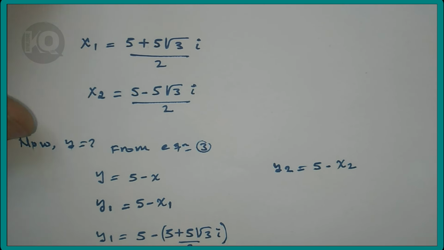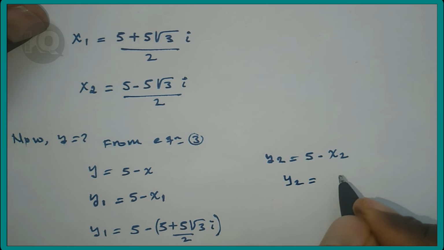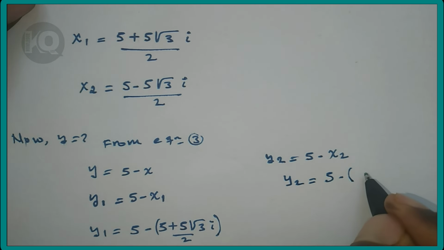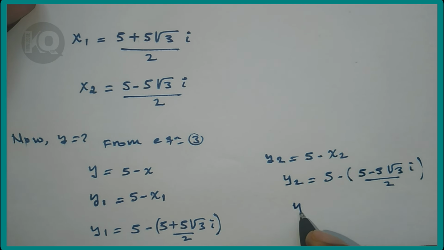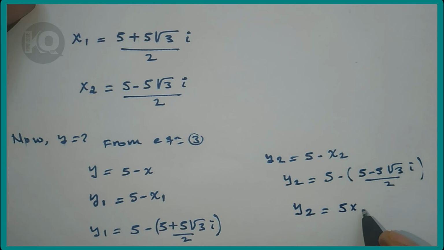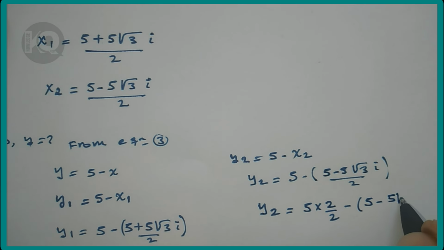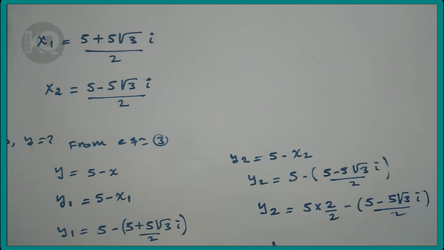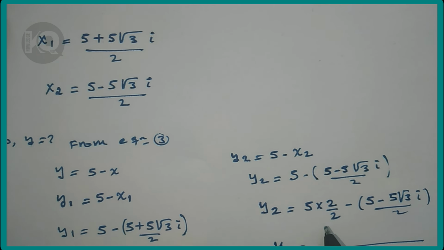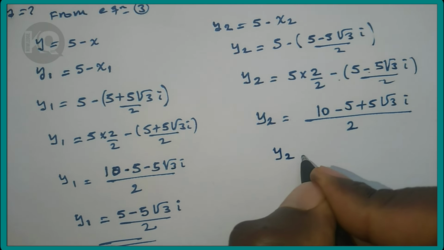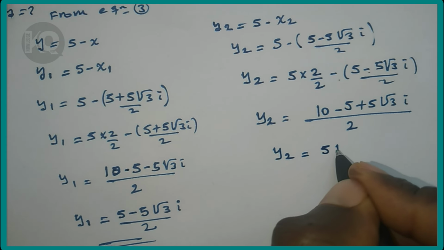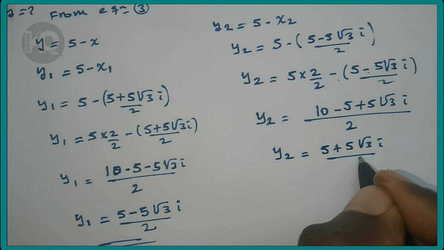Let's find y2. So y2 is equal to 5 minus x2, which is 5 minus (5 minus 5 root 3 i) over 2. Let's make the denominator similar. So 5 times 2 over 2 minus (5 minus 5 root 3 i) over 2. Taking the denominator 2, y2 will be (10 minus 5 plus 5 root 3 i) over 2. Therefore y2 is equal to (5 plus 5 root 3 i) over 2.